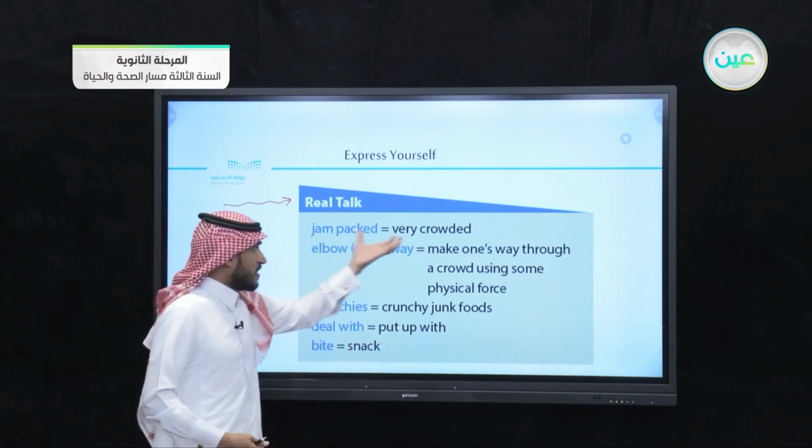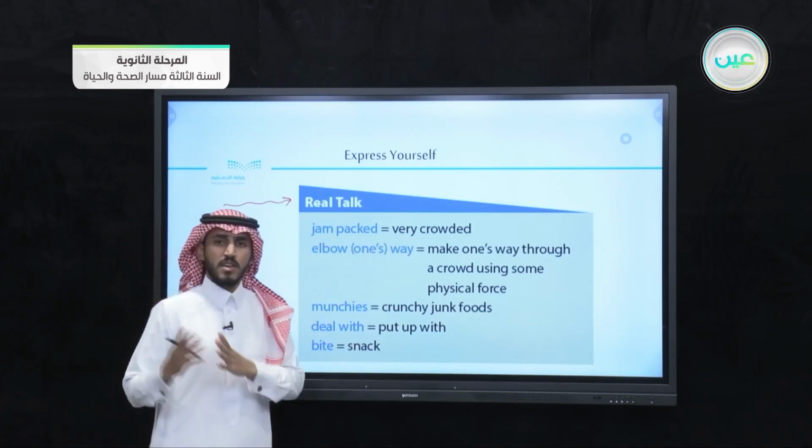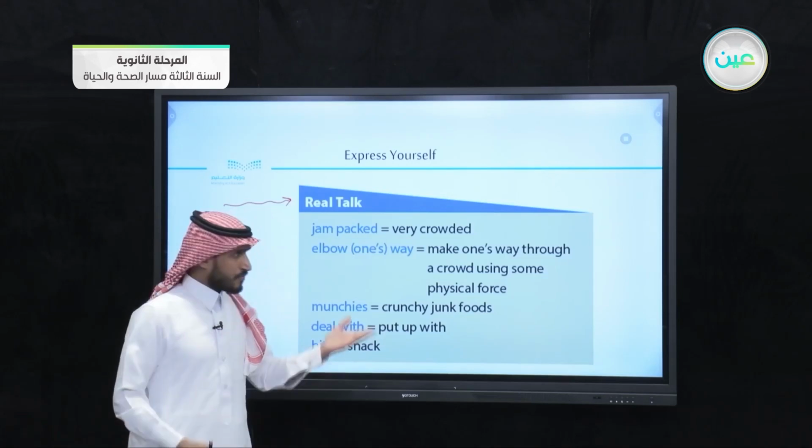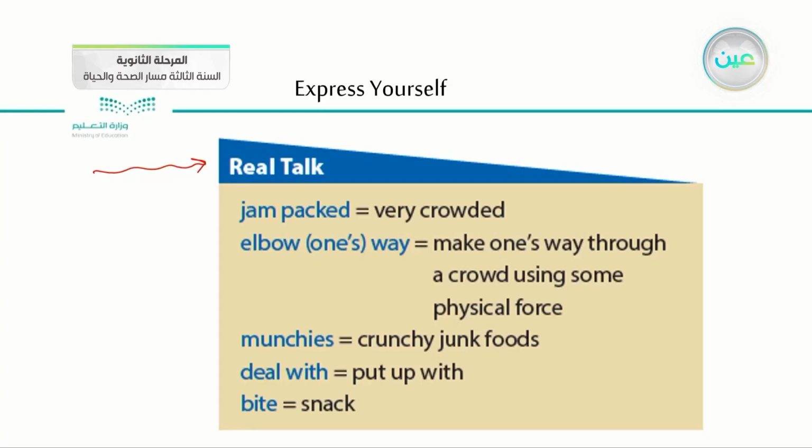So it is very crowded. When we say something is packed or jam-packed, that means it is very crowded. After that, elbow one's way, or elbow my way, or he elbows his way. What does that mean? It means that the person is trying to push his way or her way through the crowd, through the people. So they are finding some difficulty walking through the crowd.